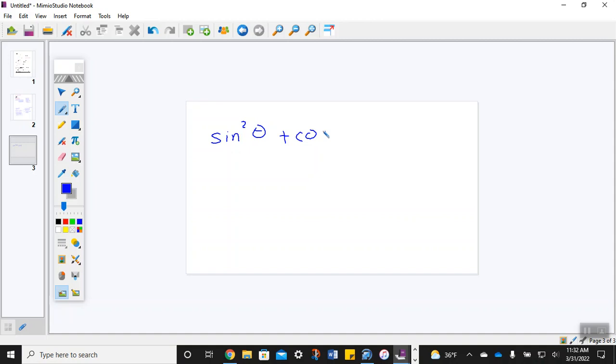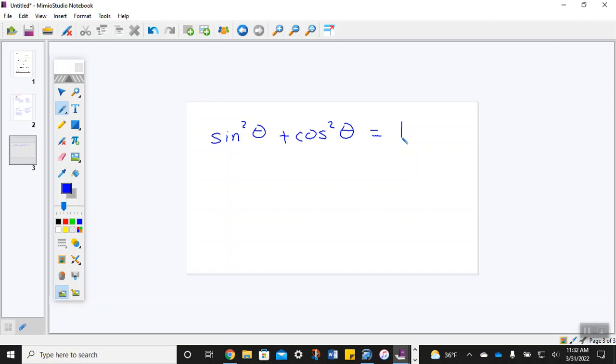Anybody remember this identity? One! Yeah, it's a unit circle thing, okay? Maybe jot this down at the very top of this one. Write that down. Okay?